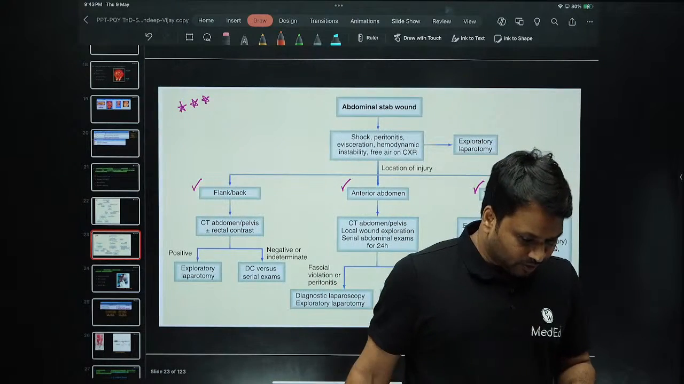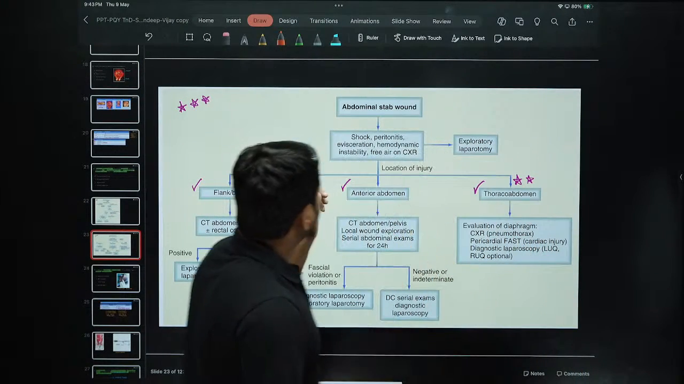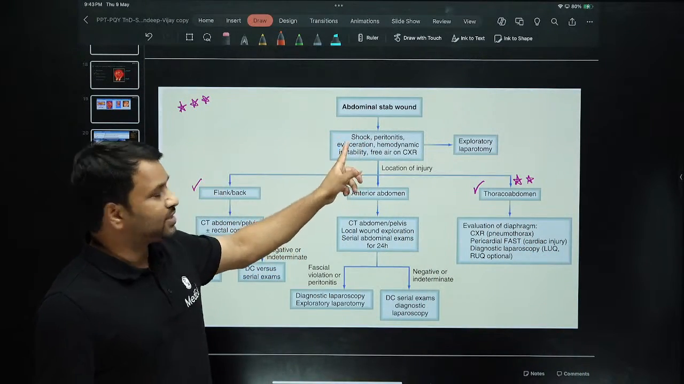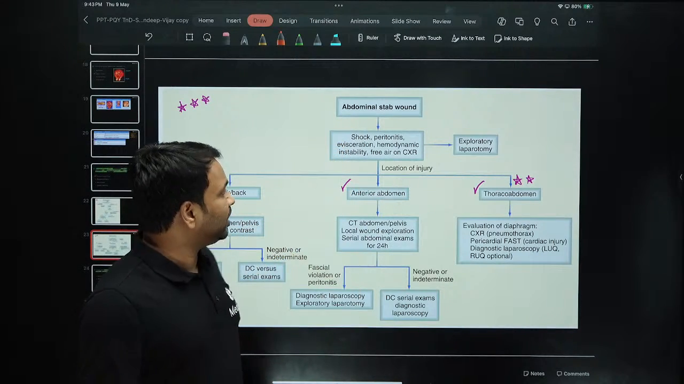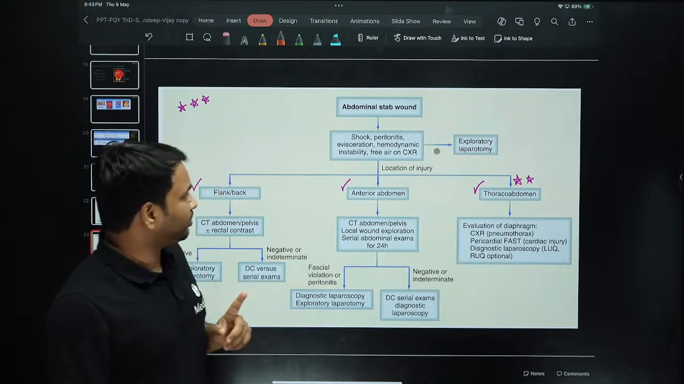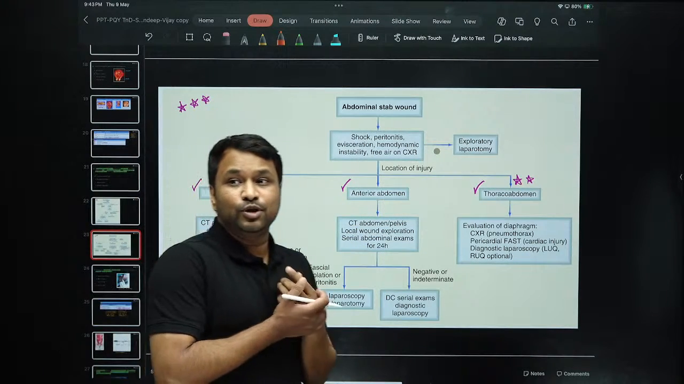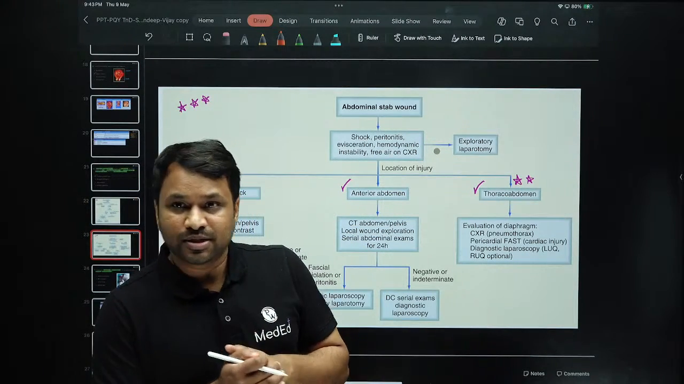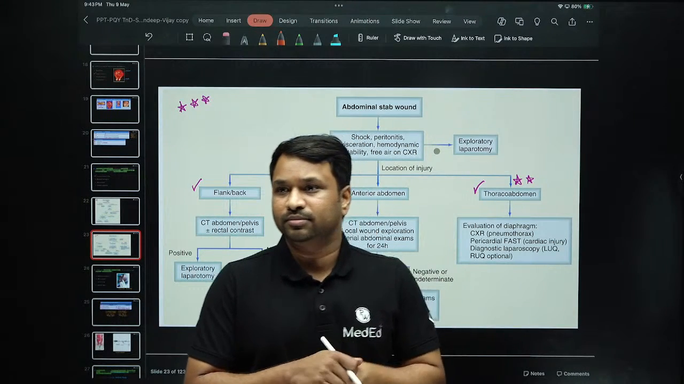Okay. Now, here if you have shock, peritonitis, evisceration, that is intra-abdominal content spilling out, hemodynamic instability, or free air, directly go with exploratory laparotomy. Okay. So, if IV fluids were not there, then I would say it is exploratory laparotomy, right?